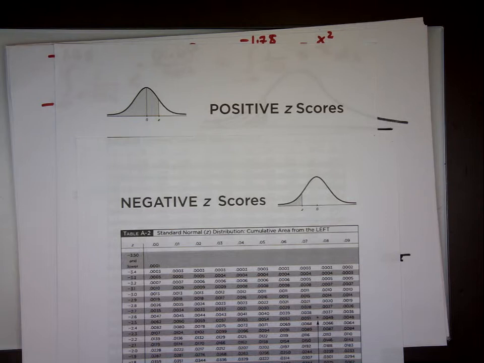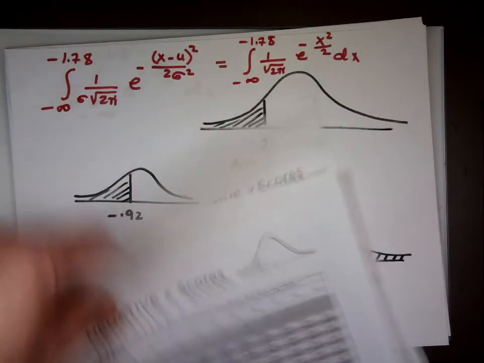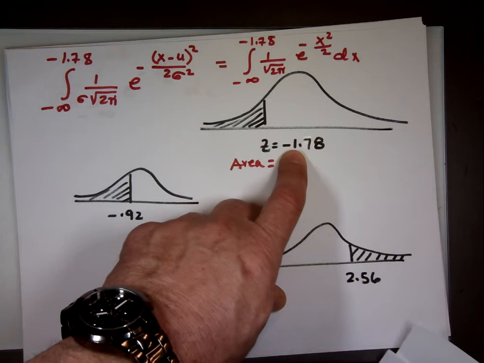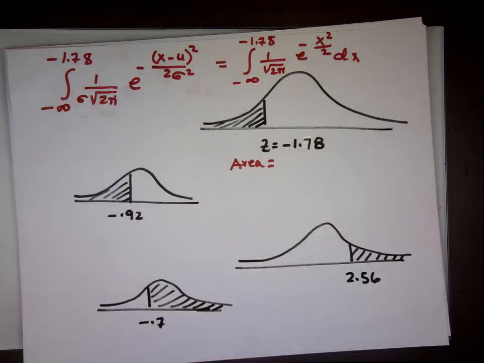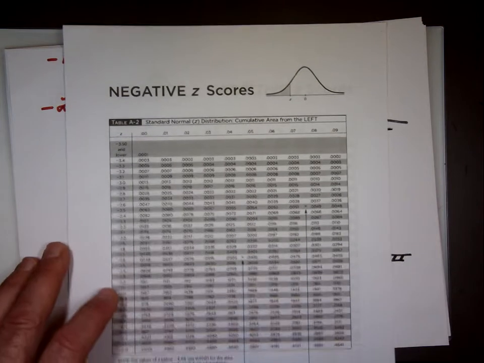This is the z-value. Since our z-value is negative, I'm going to be looking at the negative one. But either one, if you look at either table, they're going to give you the area to the left. My question to you was, what was the area to the left of negative 1.78? So that's a negative z-score. I need to find the negative 1.78.